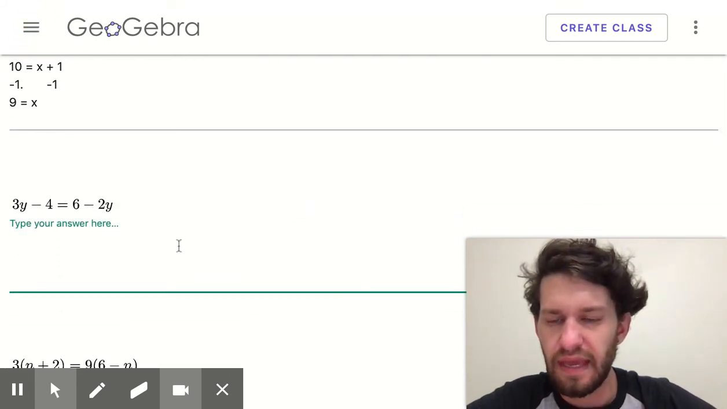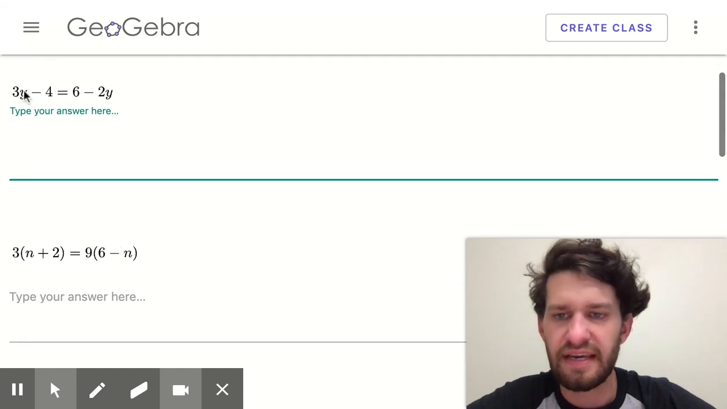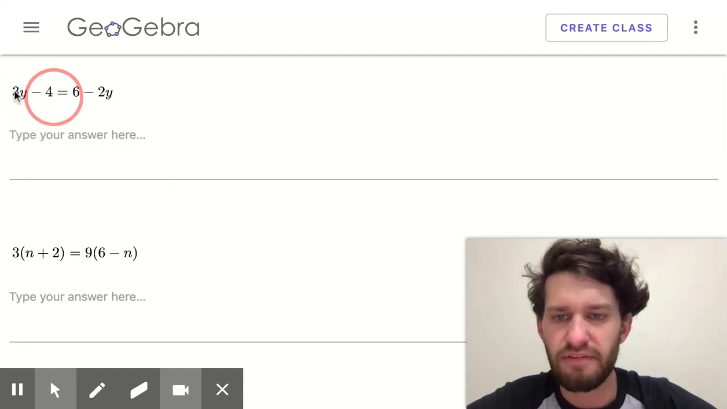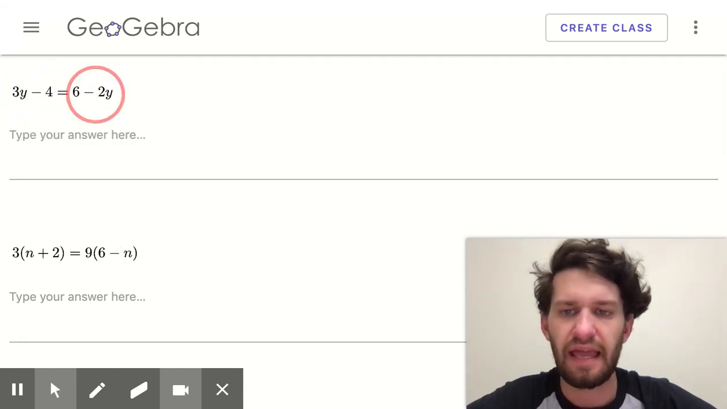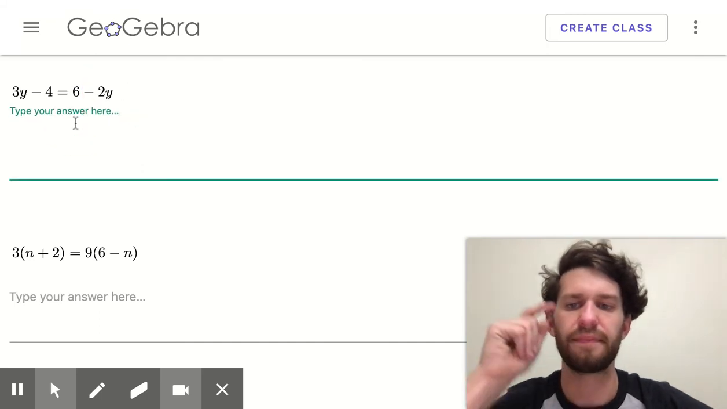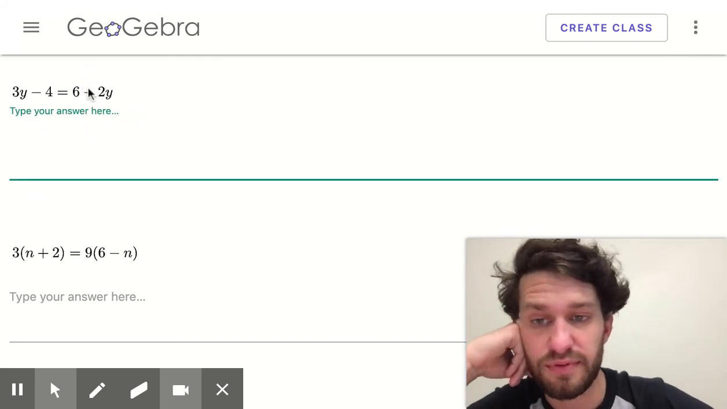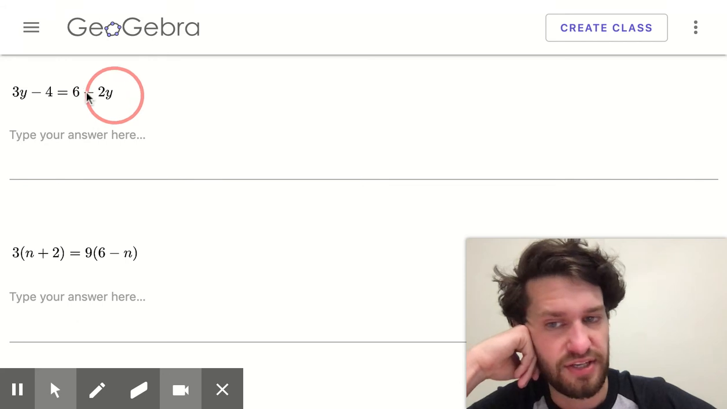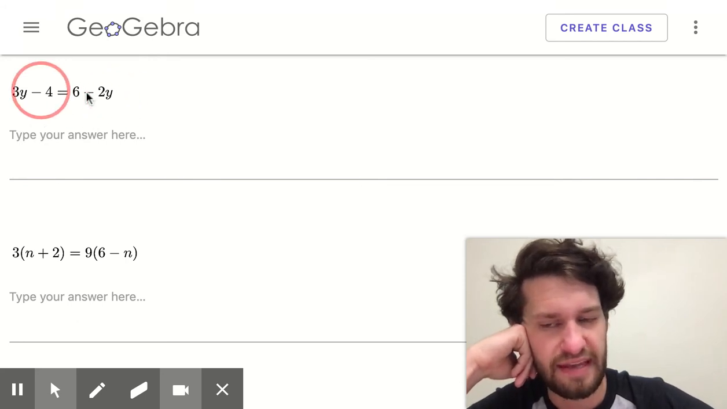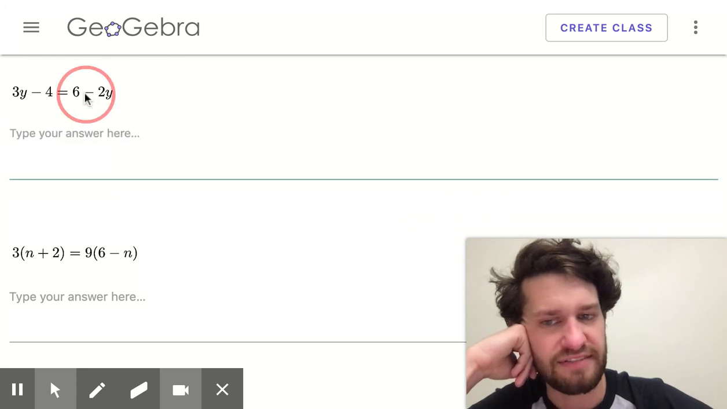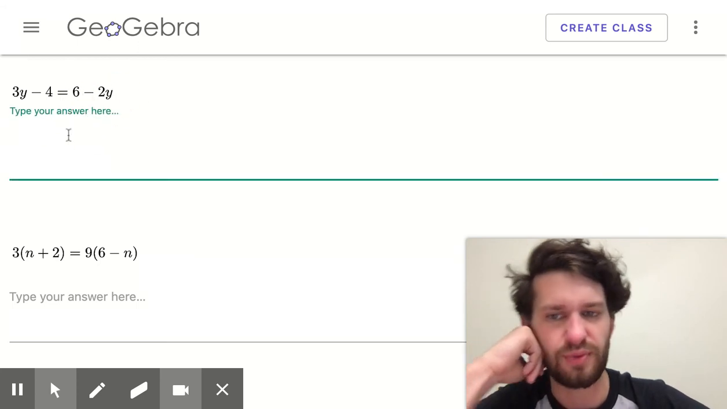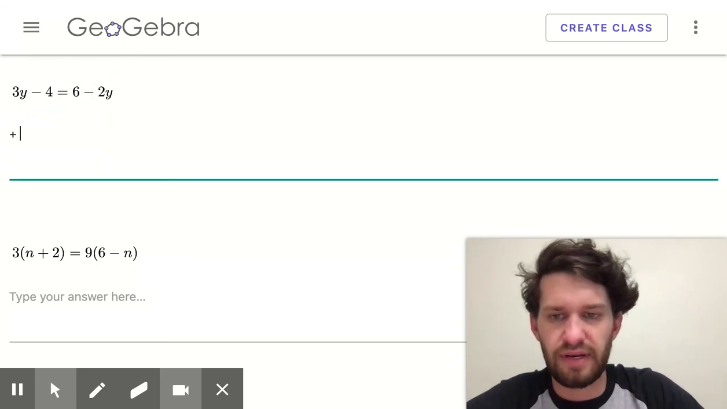So my next question here, 3 times y minus 4 equals 6 minus 2y. Now remember, anytime we have minus 2y, in order to move that to the other side of the equation, in order to combine these like terms, I'm going to have to do the opposite. I'm going to have to add. So for this one, I will add 2y to both sides of my equation. Add 2y.